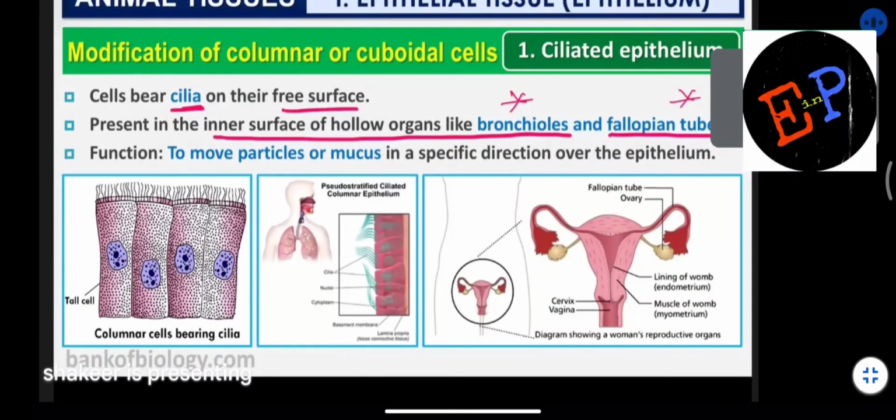So what is the function of this ciliated epithelium? To move particles or mucus in a specified direction over the epithelium. To move the different particles and mucus, mucus meaning a saliva kind of structure, in one particular direction, these hair-like structures are responsible. Are you able to understand?